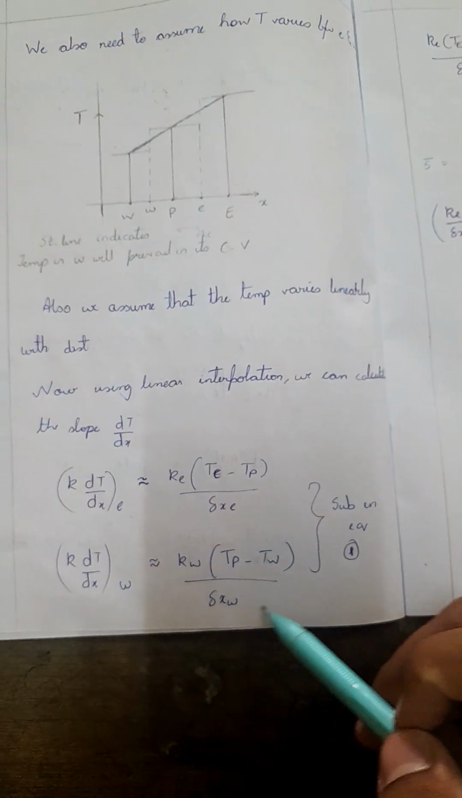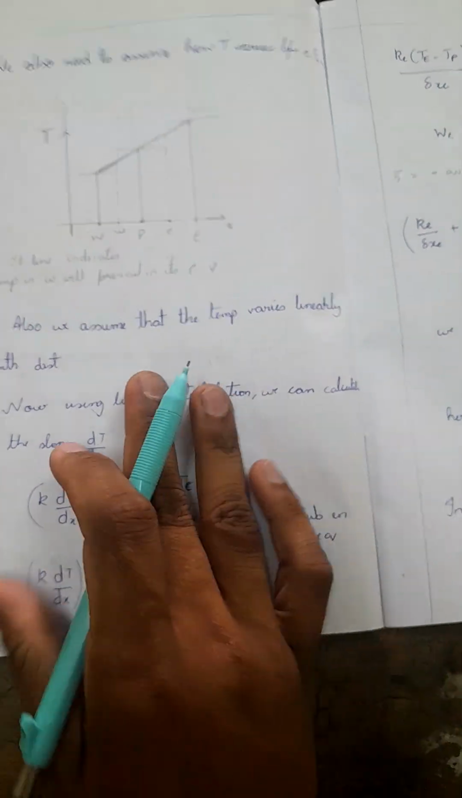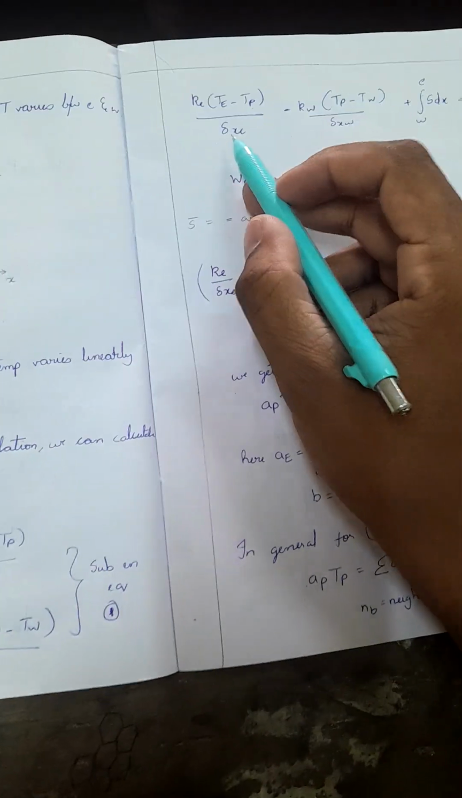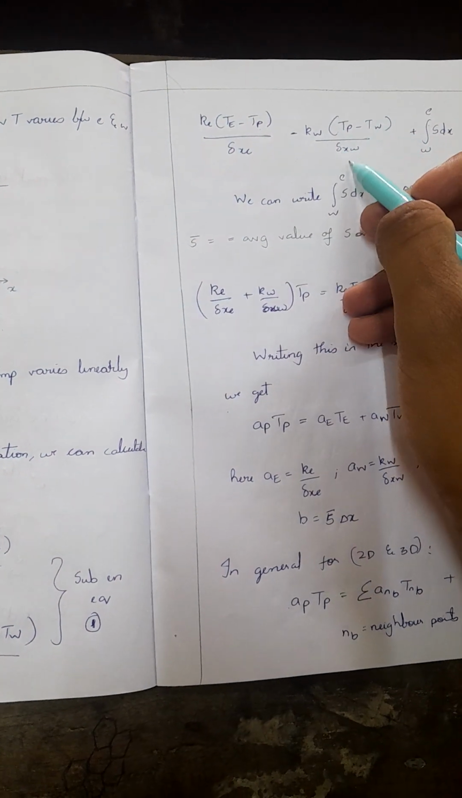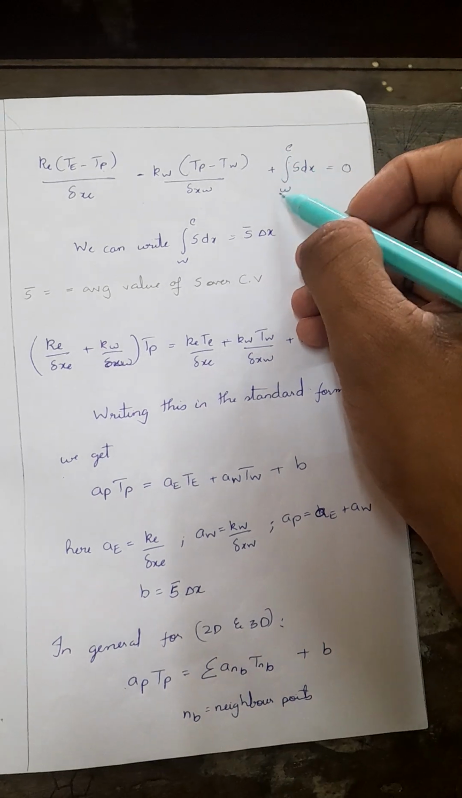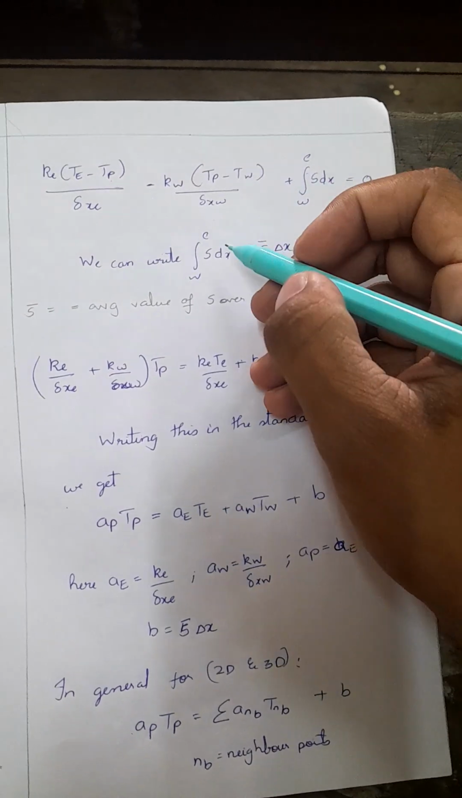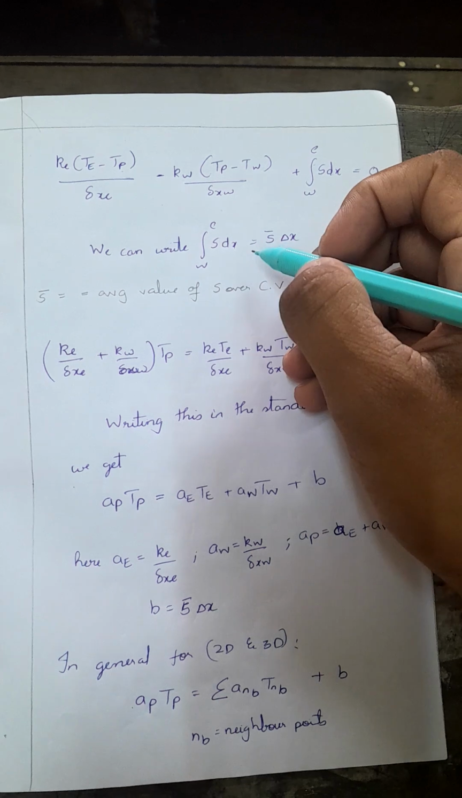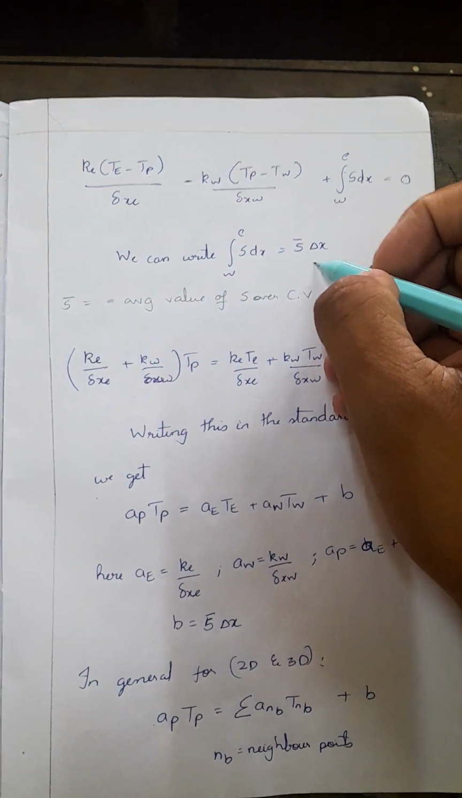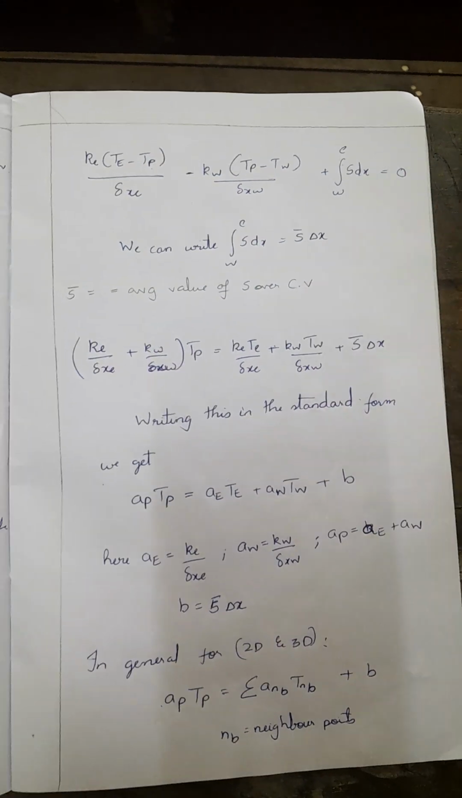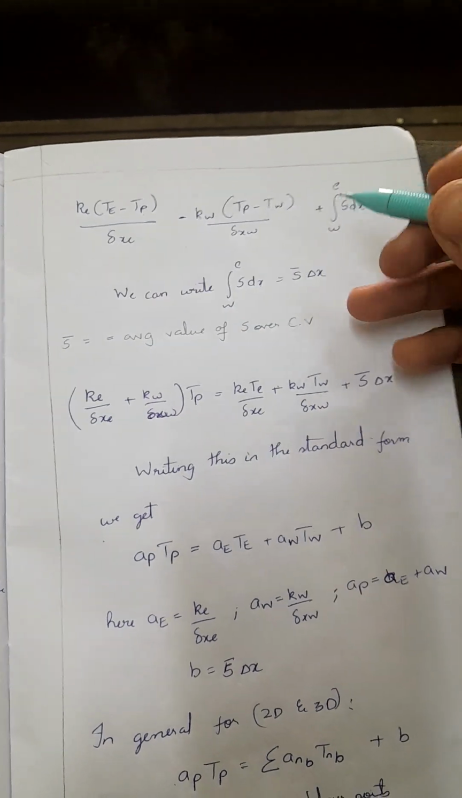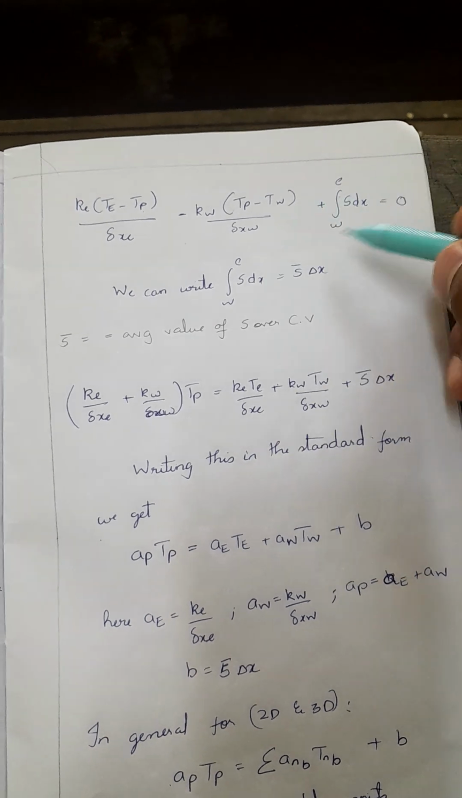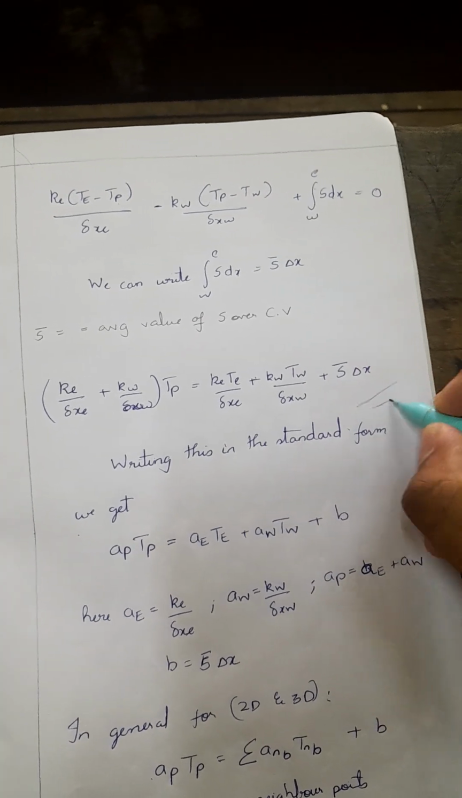The slope would be this. Now when I substitute these two equations into equation number 1, I am left with ke (Te minus Tp) by delta Xe minus kw (Tp minus Tw) by delta Xw plus, as I already told you, the integration of the source function as S bar times delta x, where S bar is an average value of the source term over the control volume. When I condense this equation, we get this equation.